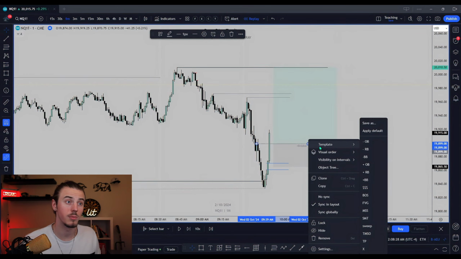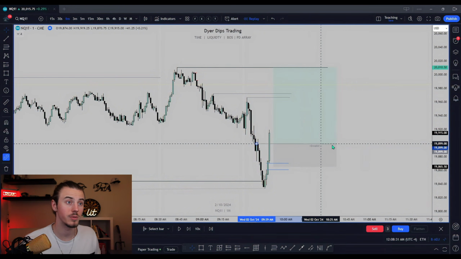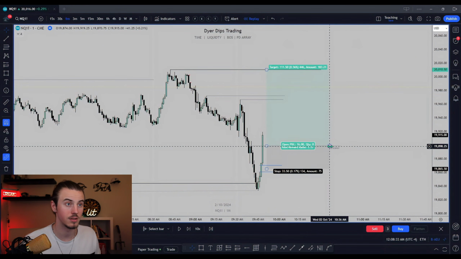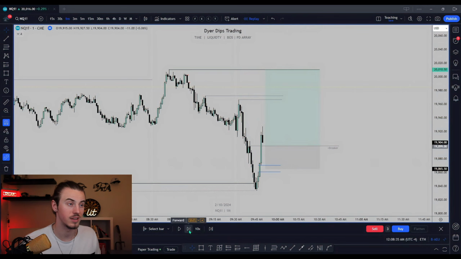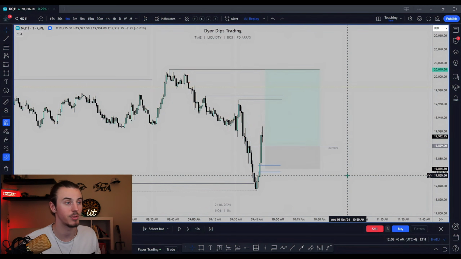The conservative or the more safe entry would be to wait for price to create a fair value gap overlapping it. But let's just go ahead and see what plays out. So now you have another fair value gap overlapping it. This breaker just got really high probability.